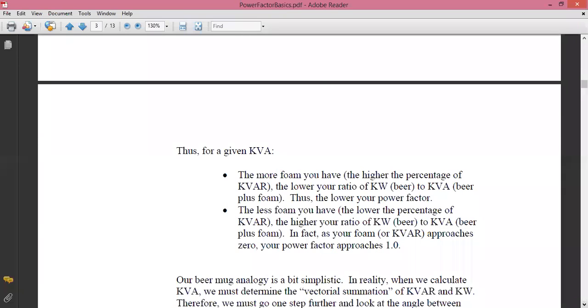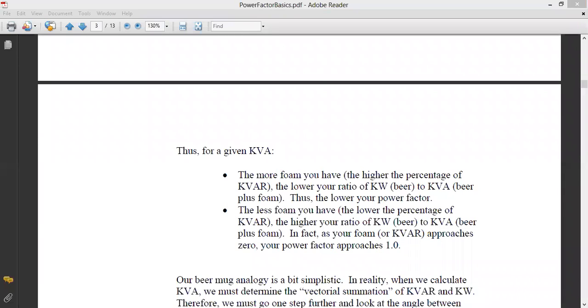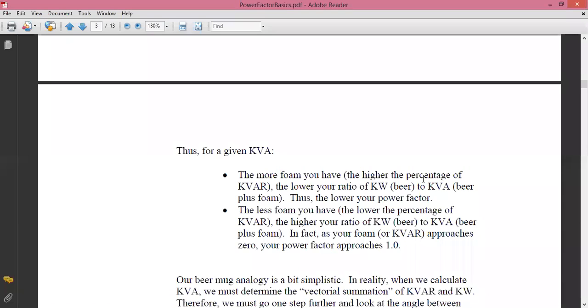Thus, for a given kVA, the more foam you have, the higher the percentage of kVAR, the lower your ratio of kW to kVA, thus the lower your power factor. That means if you have a high value of kVAR, you can think of it in a technical way, from an electrical point of view. If you have a higher value of kVAR, it will lead to a reduced power factor, which is a very, very bad thing for us electrical engineers.